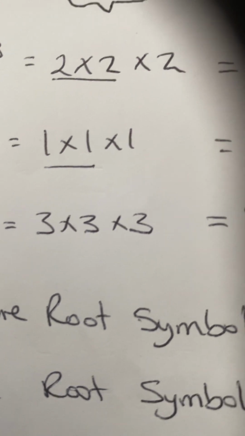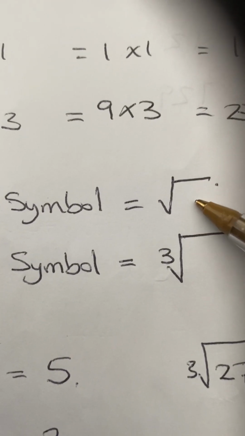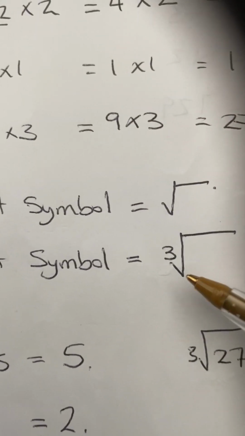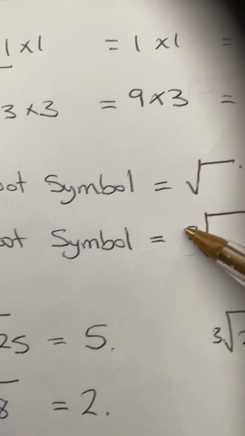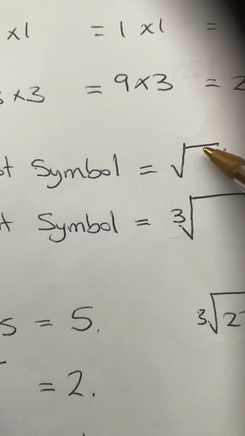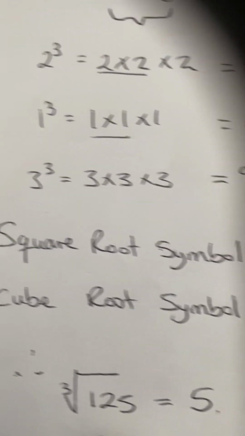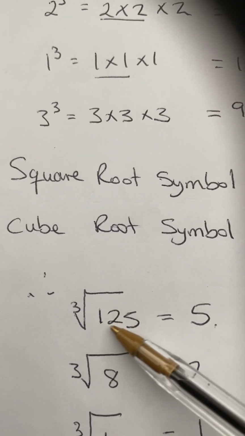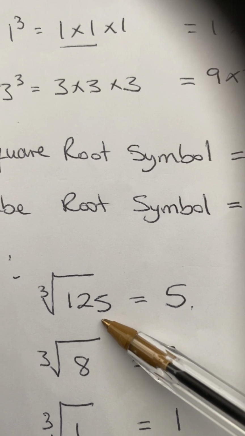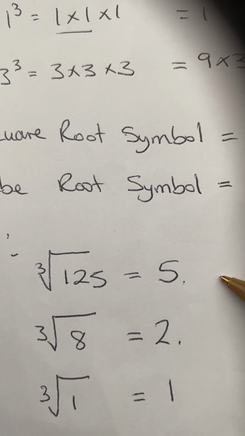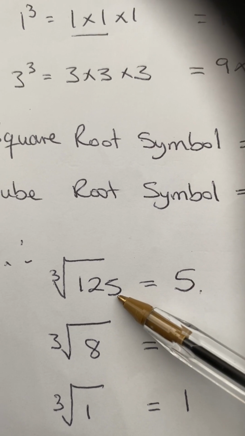The square root symbol, as we saw yesterday, is this symbol here. The cube root symbol is the same symbol, but there is a 3 here. So that's the difference between the square root and the cube root symbol. So assuming you see this sign here, the cube root of 125 is 5, because 5 times 5 times 5 is 125.